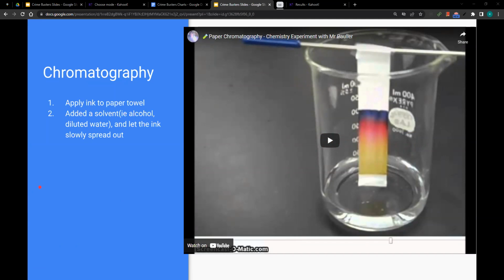So you can see that basically the solvent bonds with the ink itself, and it allows the ink to separate because each component of the ink individually bonds with the alcohol. Some types of ink, such as the black ink here, move considerably faster because they bond easily compared to other colors such as yellow.